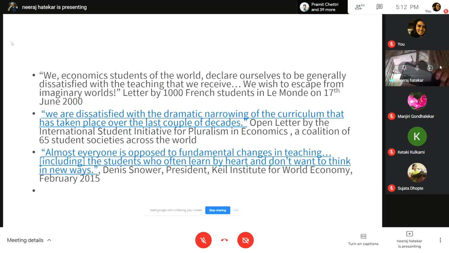So they basically came together after the 2008 crisis, when they realized that markets don't work perfectly, but that's what students were being taught all around the world. And therefore now there is a coalition of students across the world. Actually it should read 65 student coalition societies around the world, which have started this International Student Initiative for Pluralism in Economics. And what they say is we are dissatisfied with the dramatic narrowing of the curriculum that has taken place for the last couple of decades.